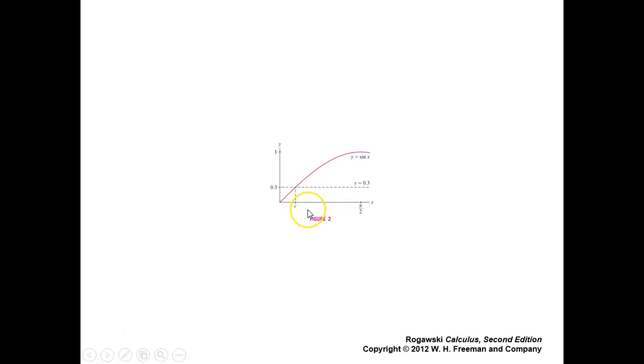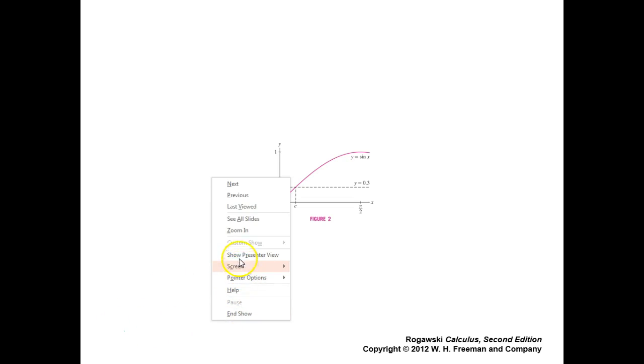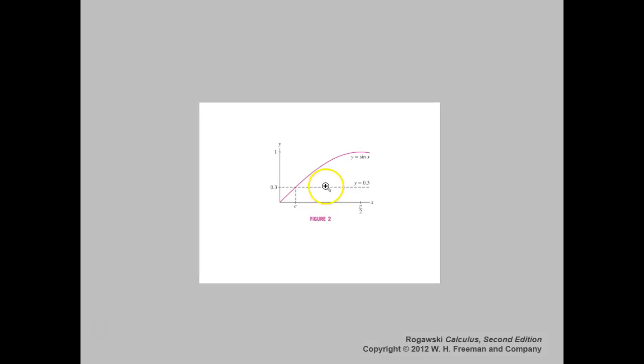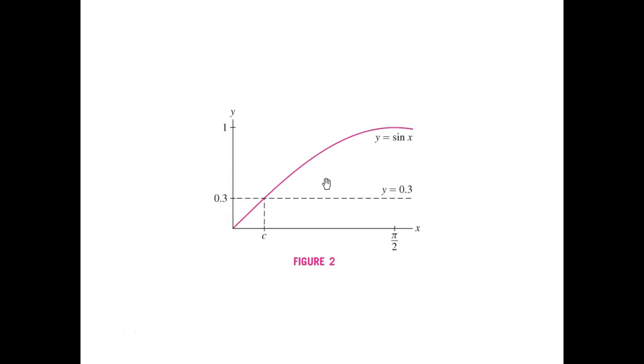Here's another function. Here is the sine function from 0 to pi halves. Is it a continuous function? Yes. The domain is going from 0 to pi halves. The range is going from 0 to 1. And f of 0 is not equal to f of pi halves. Okay? So we're fine there.